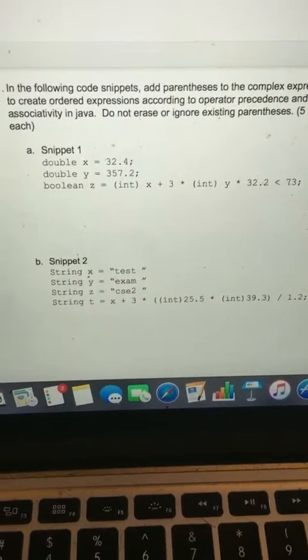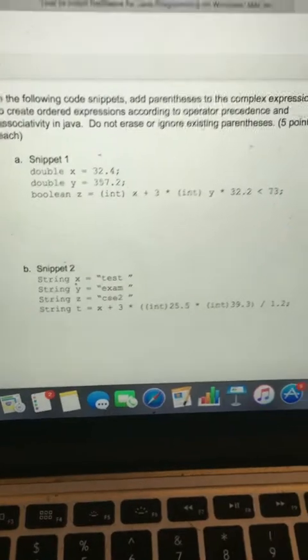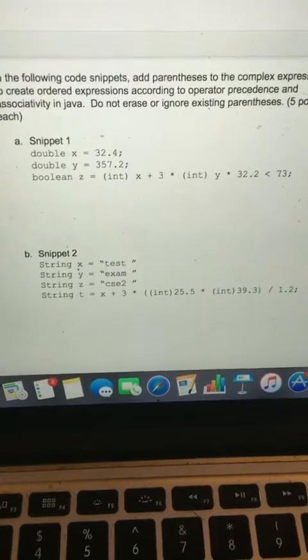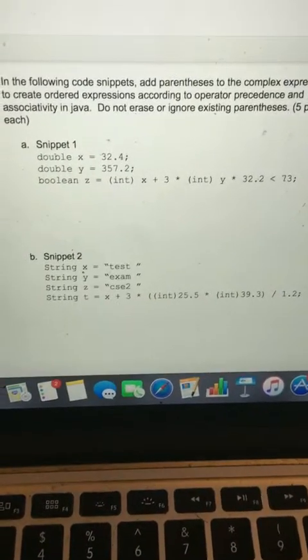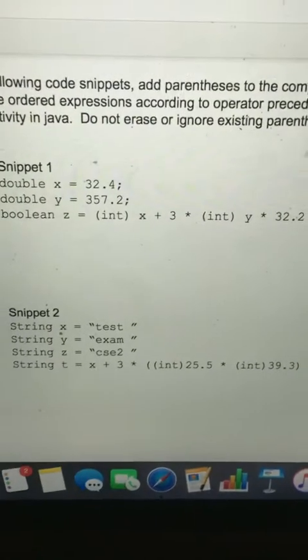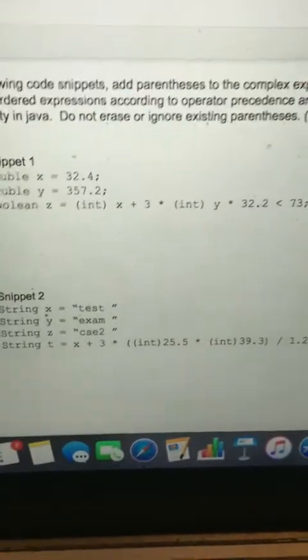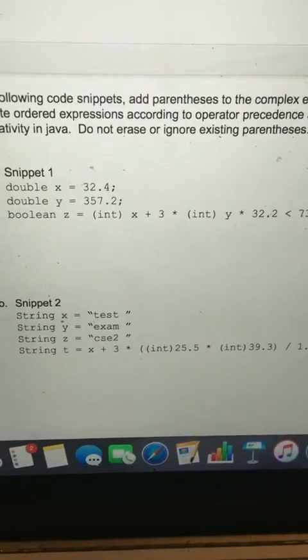So for this problem, you obviously need to know how Java performs the order of operations. And we'll first focus on question A. And in question A, the operations that are performed are a casting operation.